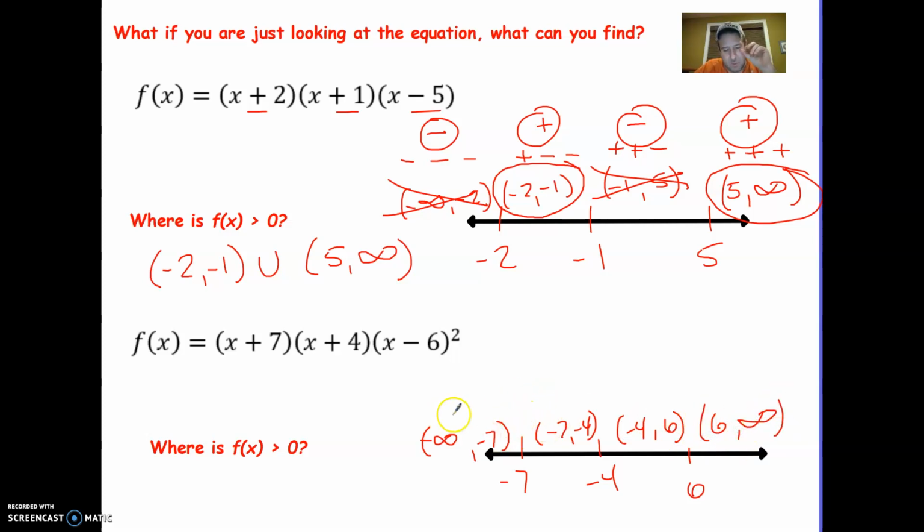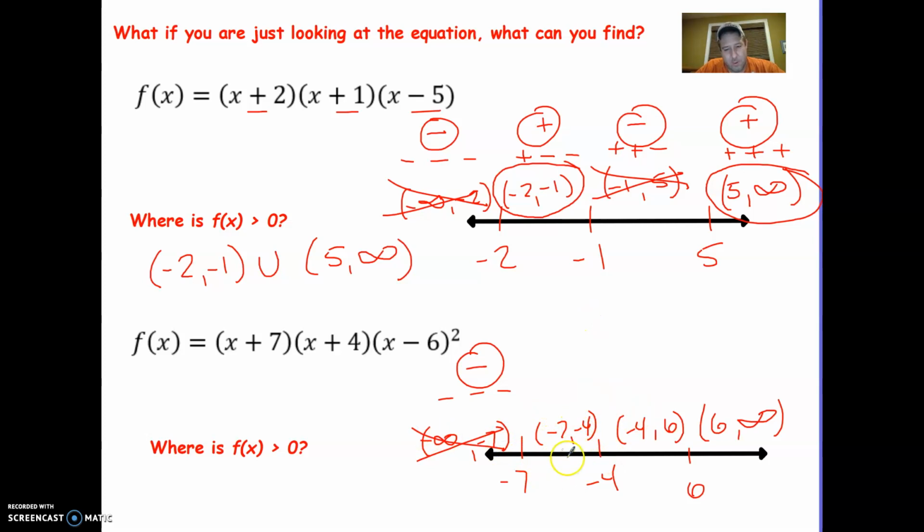All right, so I'm going to test each one of these. I'm going to pick a number that's less than negative 7, like negative 8. That'd be negative, negative, and negative. Negative times a negative is a positive, times a negative is a negative. A negative is not greater than 0, so this is not a part of our solution.